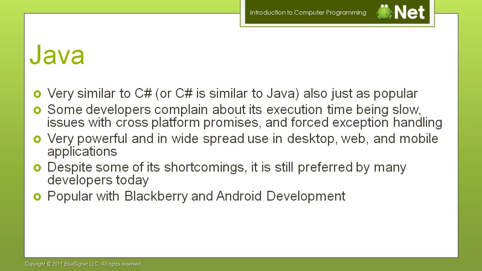Some developers complain about its execution time being slow, and there are issues with cross-platform promises. Java is supposed to be something that's very usable, very functional, and something that will execute on any platform.